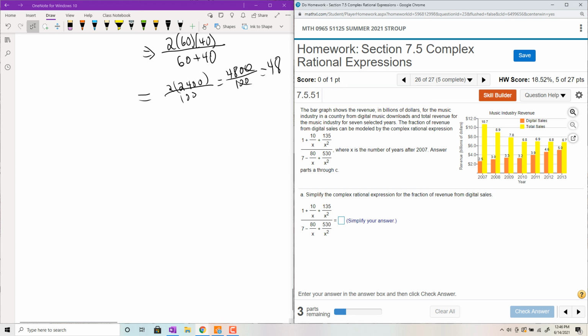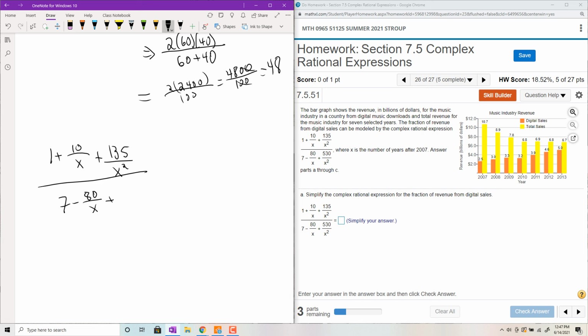Okay, so another one, the bar graph showing revenue in billions of dollars for the music industry in a country from digital sales, and a fraction. We want to probably simplify it and then answer some questions. Okay. So in part A, simplify this thing. 1 plus 10 over x plus 135 over x squared. I'm going to use method 2. Multiply top and bottom by x squared, all over 7 minus 80 over x plus 530 over x squared.